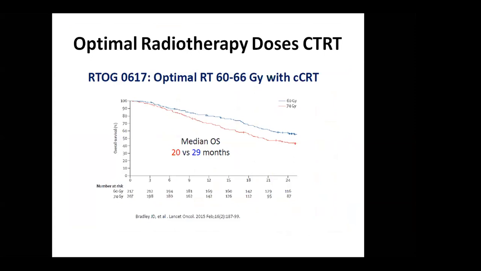Now, coming to the doses of CTRT, 60 gray in 30 fractions is the standard. The RTOG 0617 trial clearly showed that dose escalation is not beneficial. Not only is it not beneficial, it was in fact inferior to the standard doses. The reasons are not known. Cardiac toxicity is one of the factors which has been quoted as a reason for the strange results of this trial.